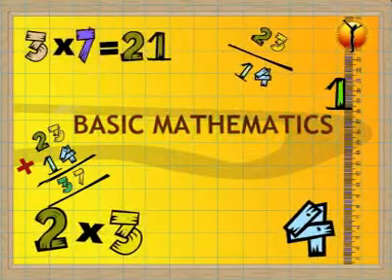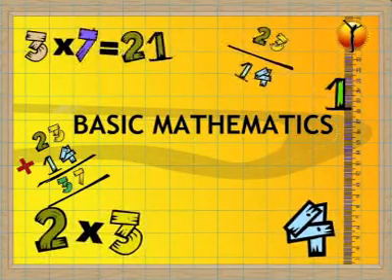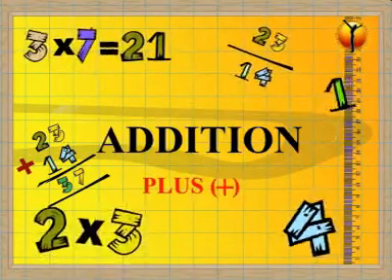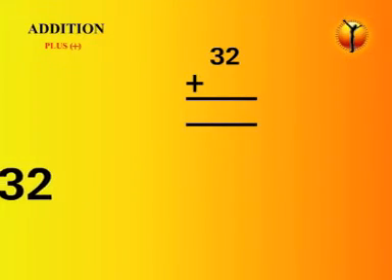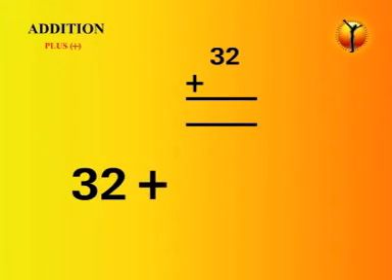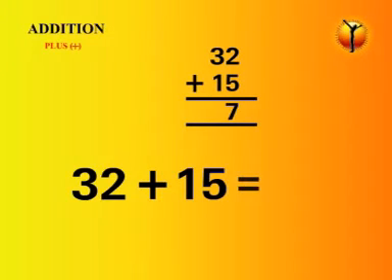Basic mathematics. Addition. 32 plus 15 is equal to 47.